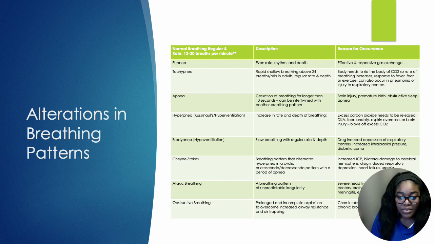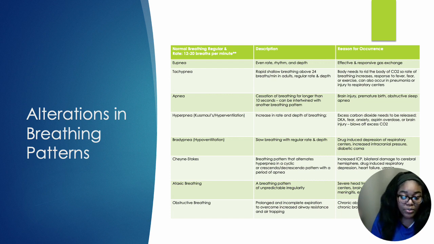You have ataxic breathing, which is unpredictable irregularities, a breathing pattern that is unpredictable. And again, you see a lot of these alternative breathing patterns with people with head injuries or traumatic brain injuries. You can see this in meningitis and also encephalopathy.